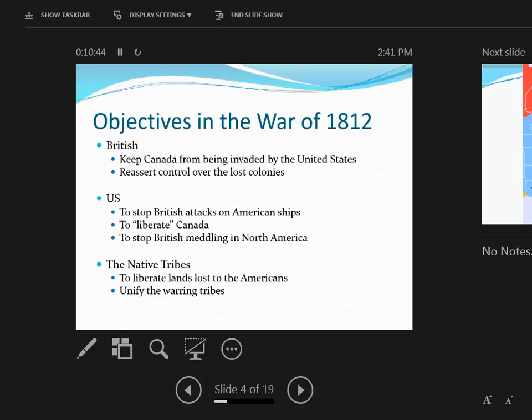Secondly, they wanted to reassert control over the colonies. The U.S. wanted, of course, to invade Canada, liberate it, and also to stop the British from attacking American ships. Lastly, they wanted to stop the British from meddling in North America, stop them from inciting the natives, stop them from attacking their shipping, that sort of thing. Lastly, the natives. They wanted to unify and to drive out the Americans.